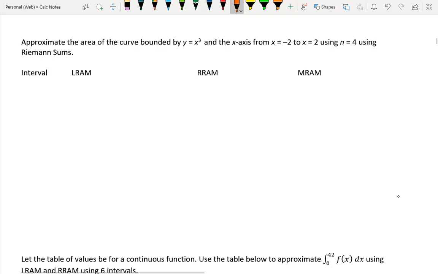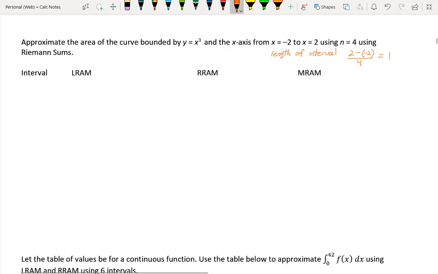So we need to find the distance for each of these. If you're going -2 to 2, that's pretty easy to see, but I can always find the length of the interval. So this is going to be 2 minus -2 divided by 4. So that's 4 over 4.